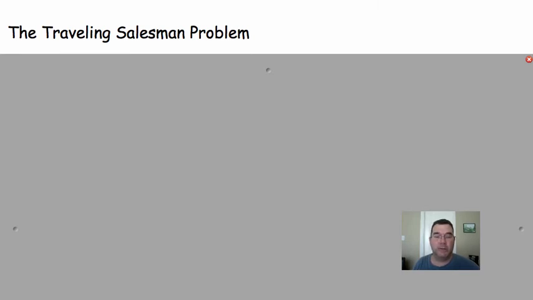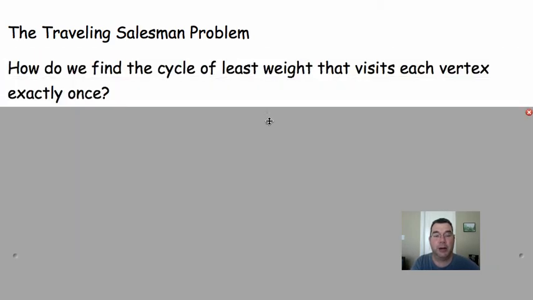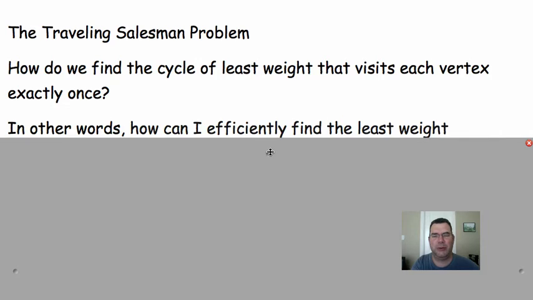So we're going to look at the vertices as being those cities that he's got to travel to. He's got to travel to every vertex at least once, and then he's got to get back home. So that's basically the problem. You're traveling to every vertex instead of along every edge. All right, so how do we find the cycle of least weight that visits every vertex exactly once? Remember, you don't want to revisit cities.